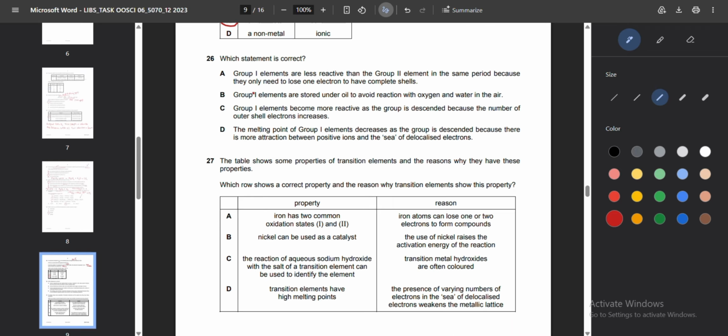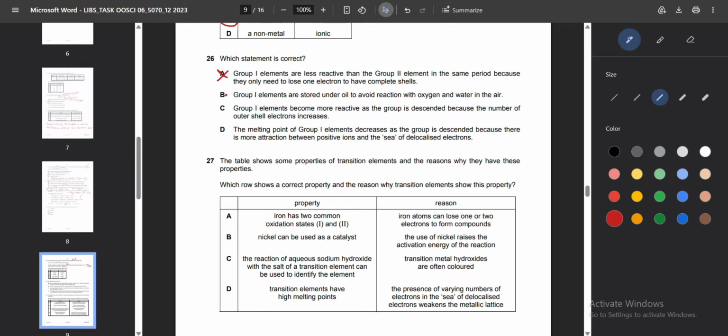Question number 26. Option A is that group 1 elements are less reactive than group 2 elements. No, this is not correct. Group 1 elements are more reactive than group 2 elements.